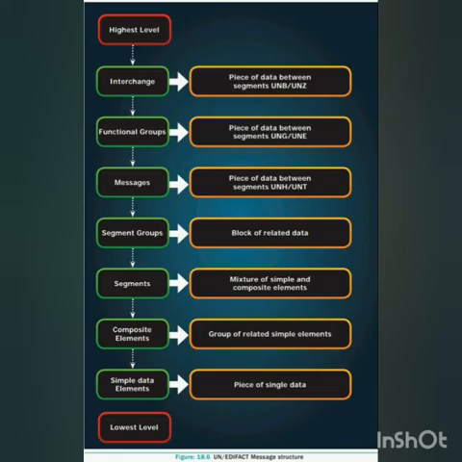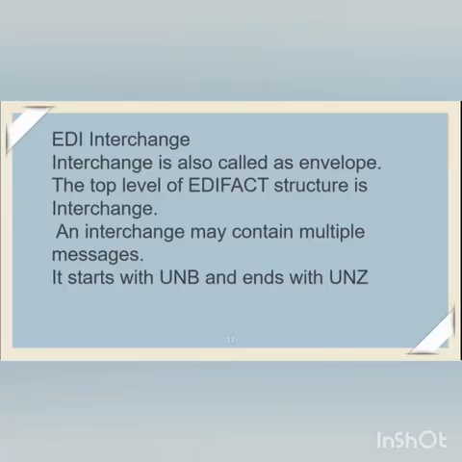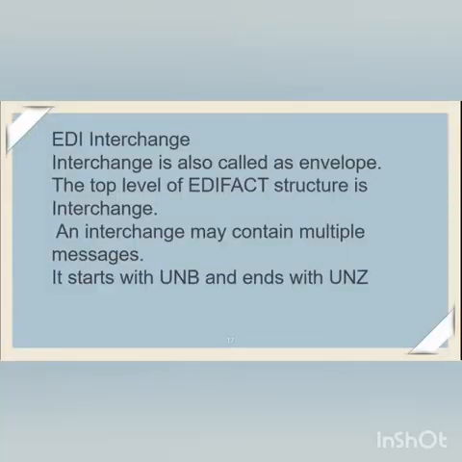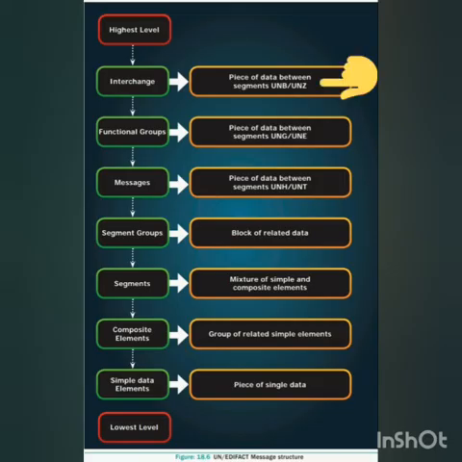Okay, now we will move on to EDI interchange. Interchange is also called an envelope. Look at this table. The top level of EDIFACT structure is interchange, that is, the highest level of EDIFACT structure is interchange. An interchange may contain multiple messages. It starts with UNB and it ends with UNZ.